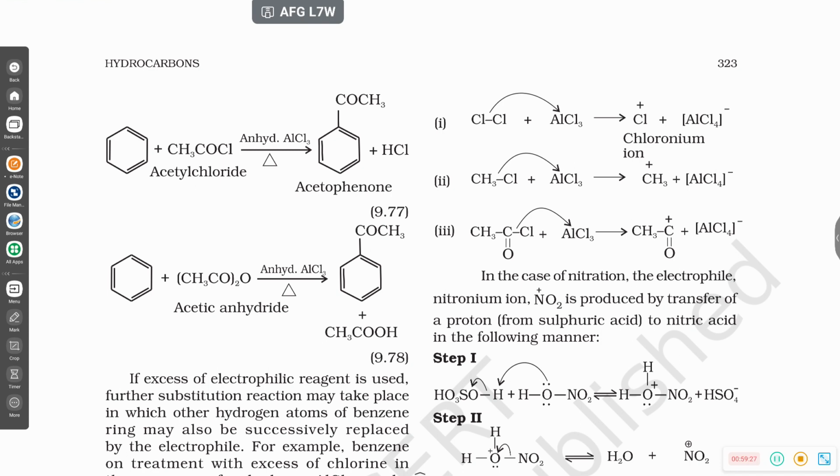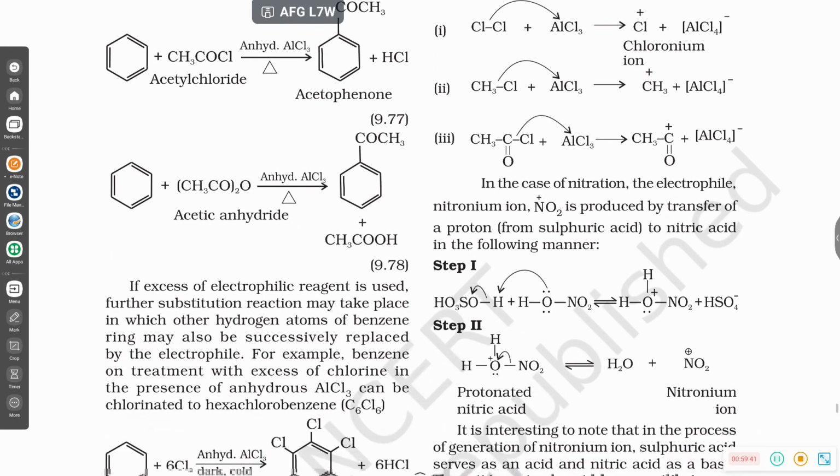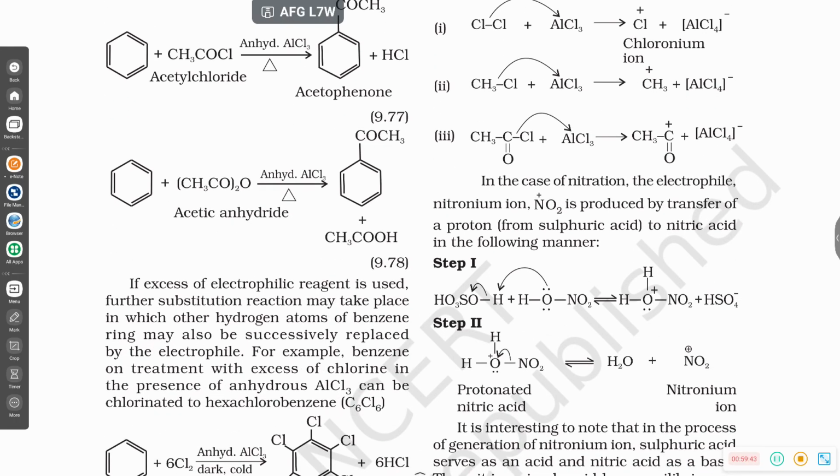We can get COCH3, CH3CO plus, that is the electrophile. If an excess of electrophilic reagent is used, further substitution may take place, in which other hydrogen atoms of the benzene ring may also be successively replaced by the electrophile.